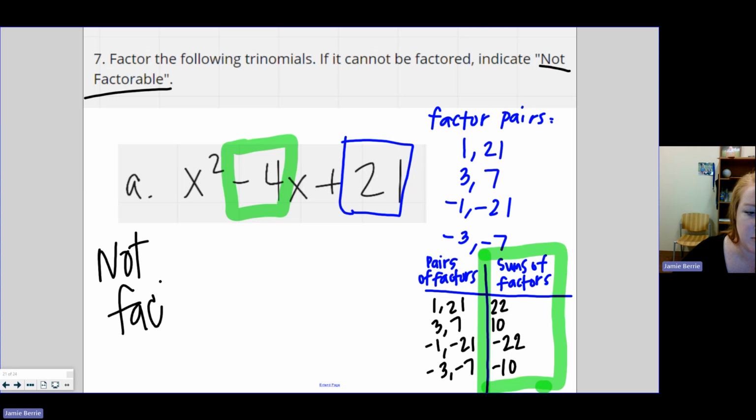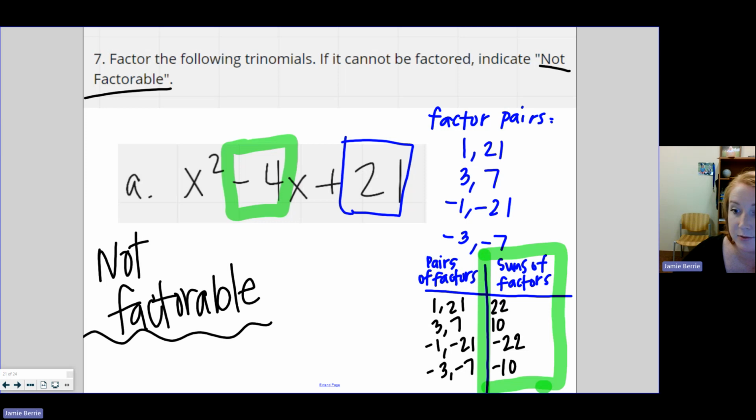Not factorable. Right, so this was a terrible first example. That was an accident. I think I just wrote a sign wrong when I made this up. But this one is not factorable, and that'll happen every once in a while. You'll get one on the homework that's not factorable. Let's do one that is factorable.